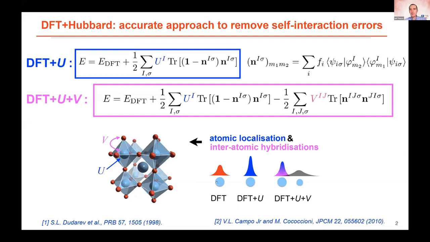In DFT we have delocalization error due to self-interaction. So the d electron is over-delocalized, too spread out. When we apply the plus U correction to this d electron, it localizes more, so we can represent it as a sharper Gaussian. And if we add plus V, we keep the localization thanks to plus U, but at the same time we restore the hybridization with ligands, in this case the oxygen p electrons.